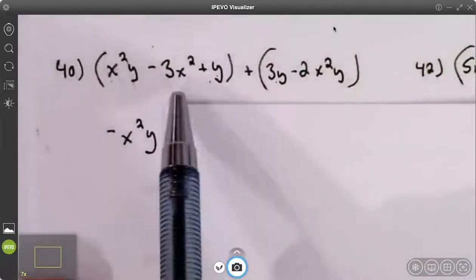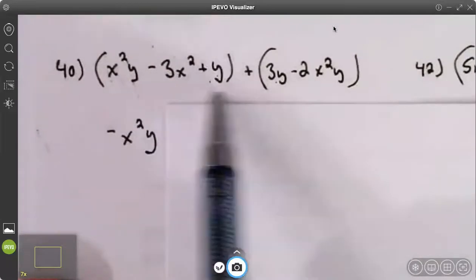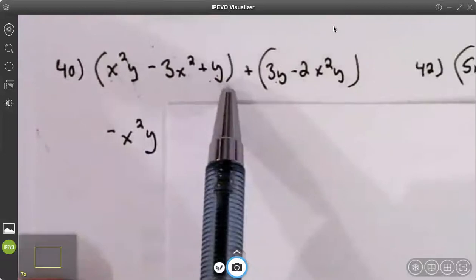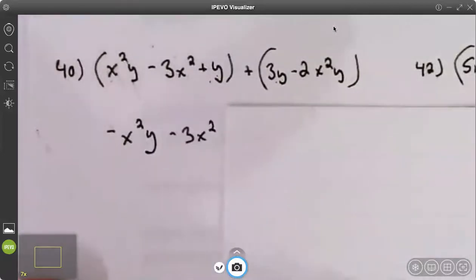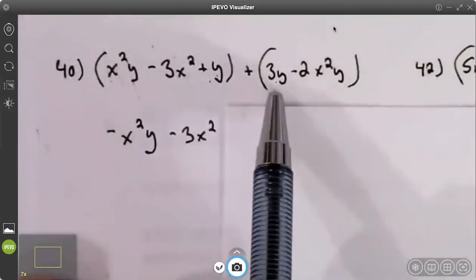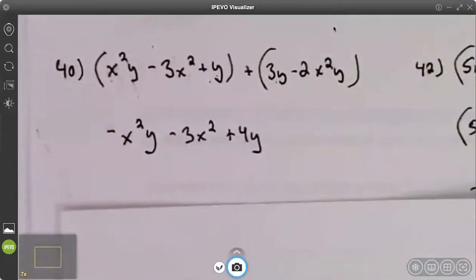Now I have the 3 in the middle. I have an x squared, a y, and another y. So here's another like terms. But I have a degree of 2, which is going to come before that degree of 1. So I'm going to go ahead and bring down my negative 3x squared. Then I'm going to combine like terms. 1y to the first plus 3y to the first is 4y to the first.